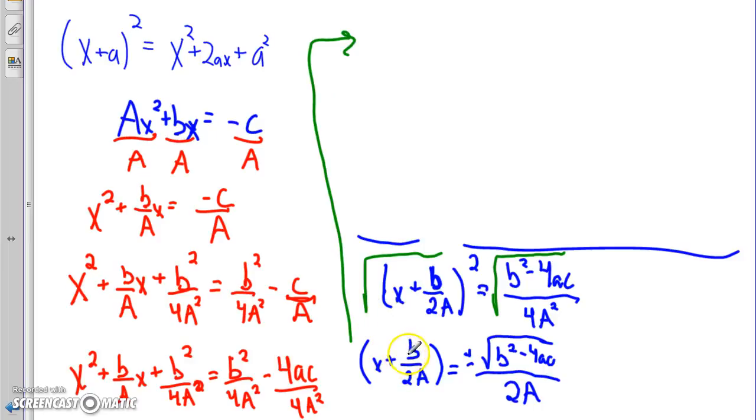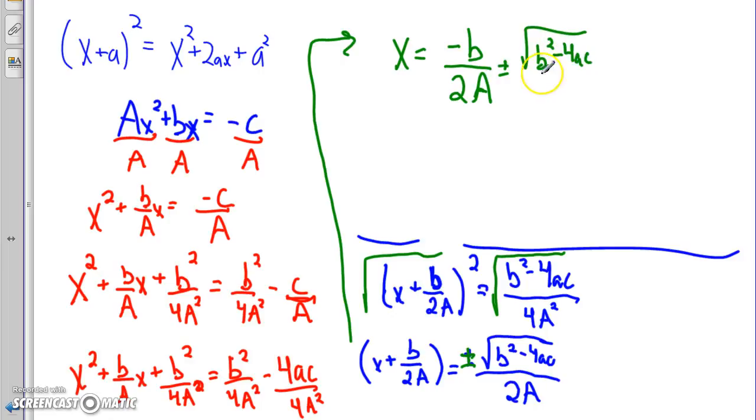Well, to get x by itself, I'm going to subtract b over 2a. So x is going to be equal to, instead I could write this minus b over 2a, or I could write, do you remember this plus minus stuff? And that doesn't look very nice, but it's plus minus. Alright, so I have negative b, right, because I'm subtracting, or in other words, I can add negative b over 2a, it's the same thing. Negative b over 2a plus or minus square root of b squared minus 4ac all over 2a. Well, hey, these are the same thing.